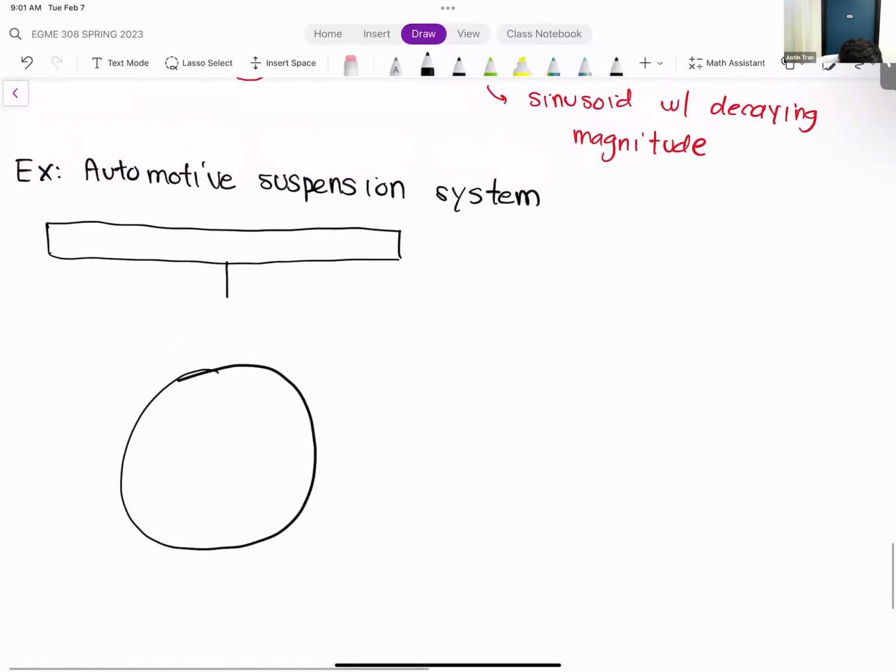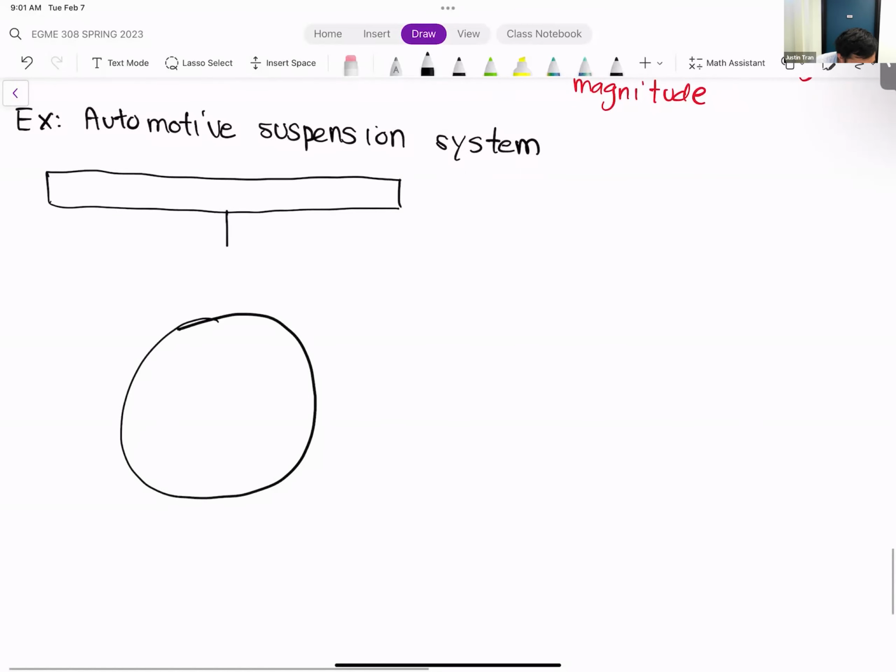Your suspension system doesn't attach directly to the wheel, but for now we'll assume that it does. The suspension system, you can think of as two different components. Let me draw it. There's the spring component, so there has to be a spring. And then there's also a dashpot that's attached to it as well. So it forms a perfect mass spring damper system.